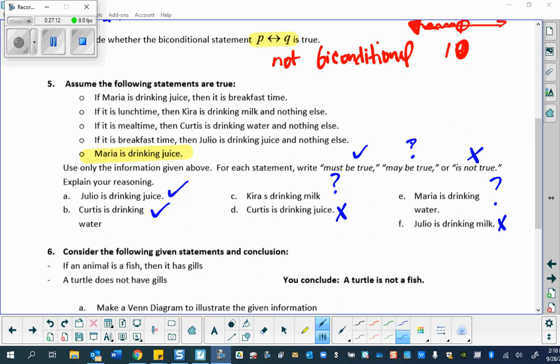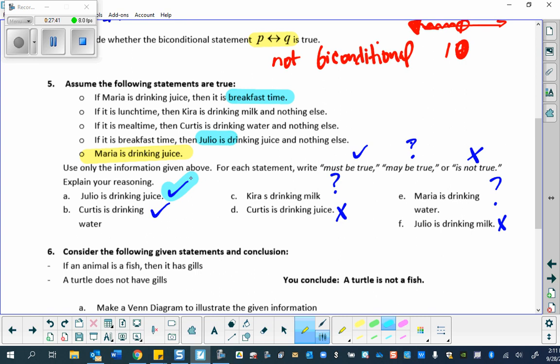All right, let's talk about it. Ready? If Maria's drinking juice, which we know she is, then we know it's breakfast time. So because we know it's breakfast time, we know that's true. So if it's breakfast time, then we know Julio is drinking juice, and so we're okay with that. Yes? Thumbs up? All right. Now, is breakfast a meal?